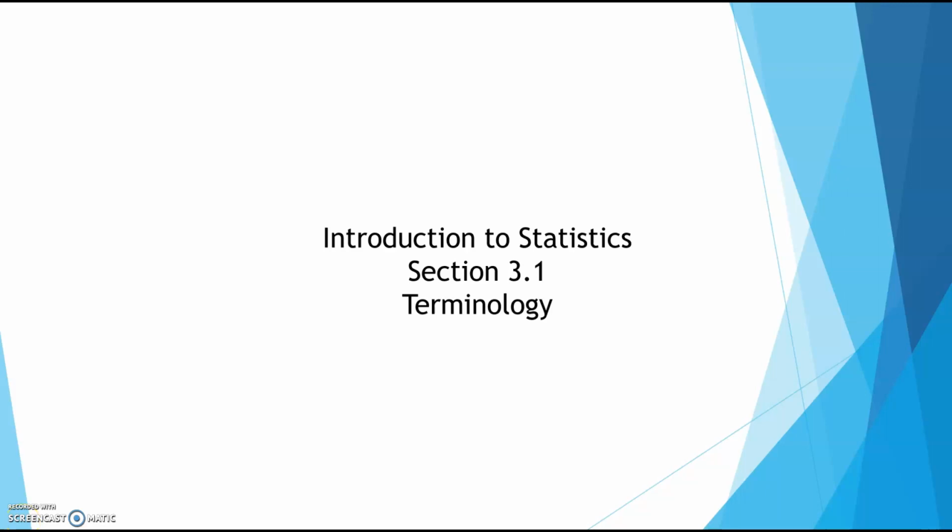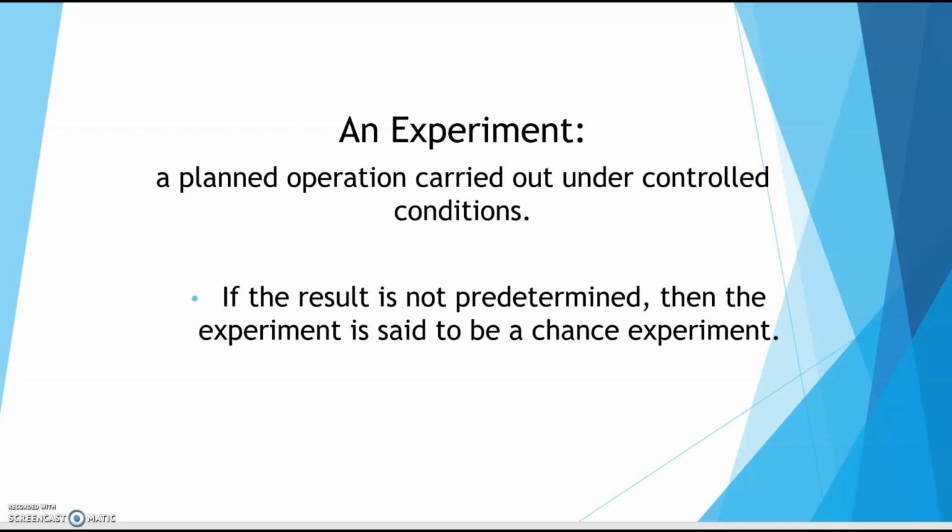In section 3.1, we're going to be learning the terminology for probability. An experiment is something that you do under controlled conditions. So nothing is predetermined. Everything that happens just happened by chance. So if you were rolling a fair die that was not weighted and it happened to land on 5, well, it just happened to land on 5 by chance. It wasn't weighted to land on 5.